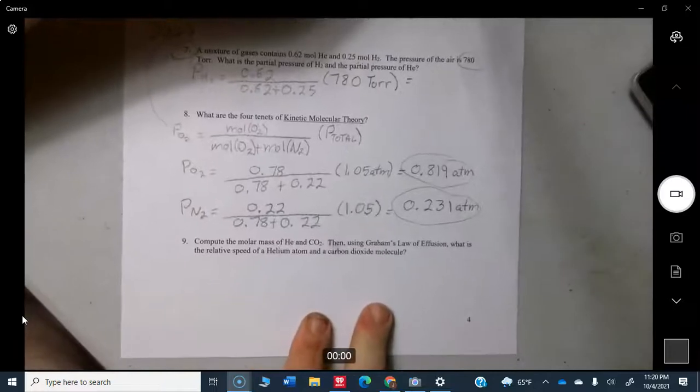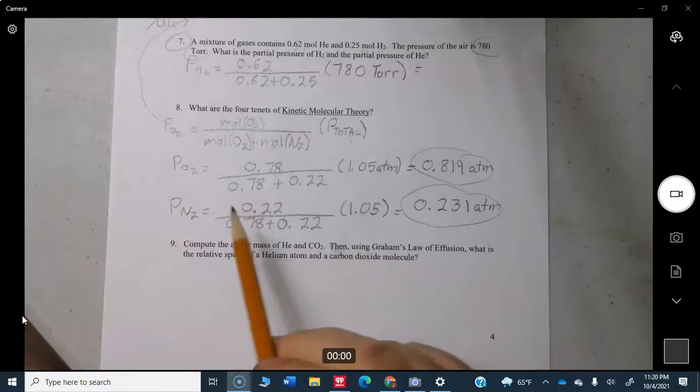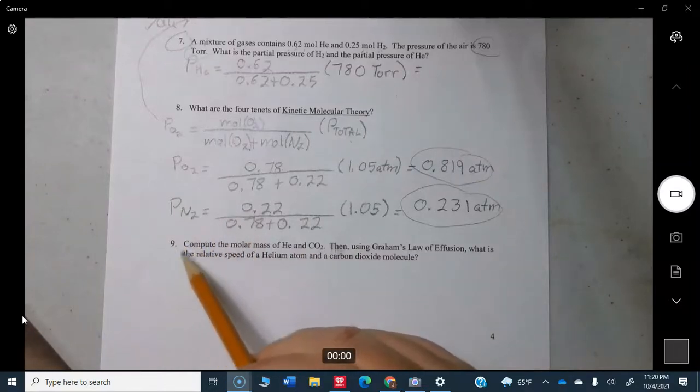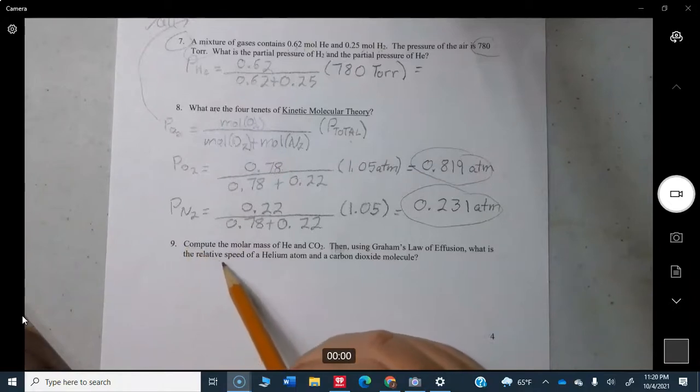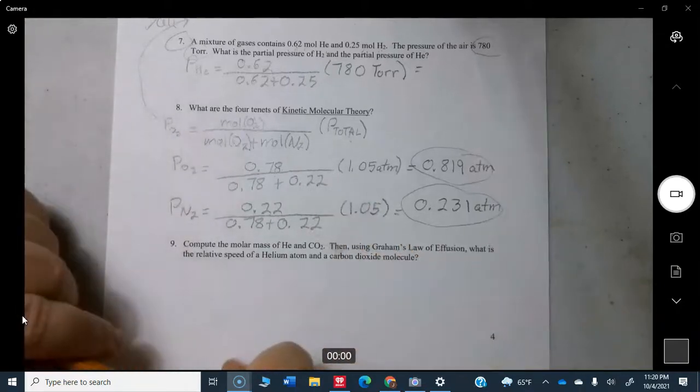Compute the molar mass of HeCO2 and then use Graham's law. We did about 4 of those on part 1 of this assignment, or in the first assignment of the gas laws. So I'm going to leave that for you to do. Go back and check the answers on those. All right. We're going to move on.